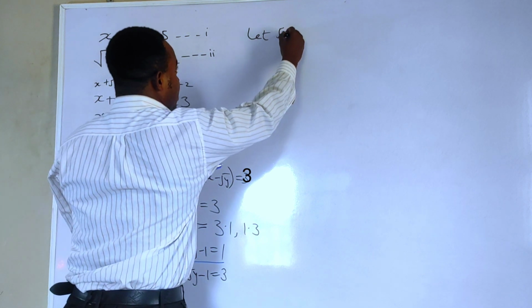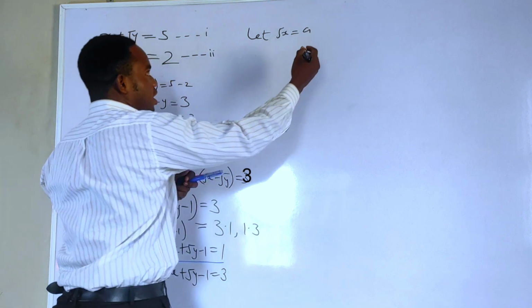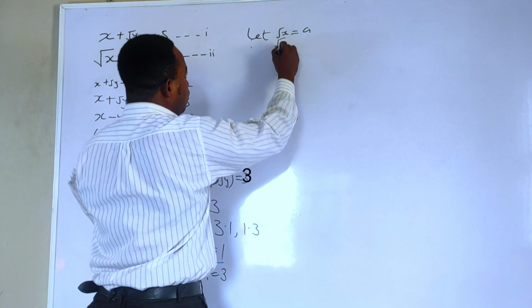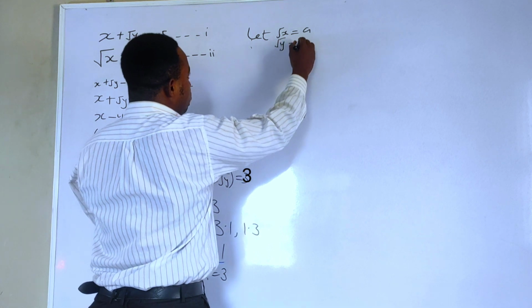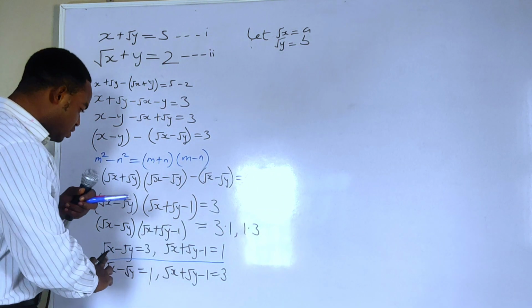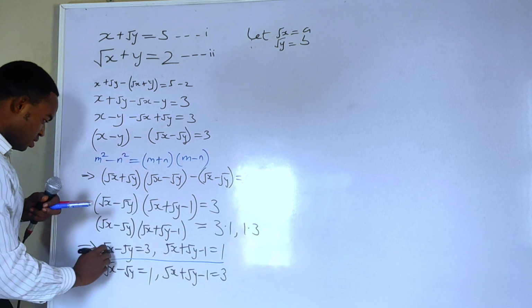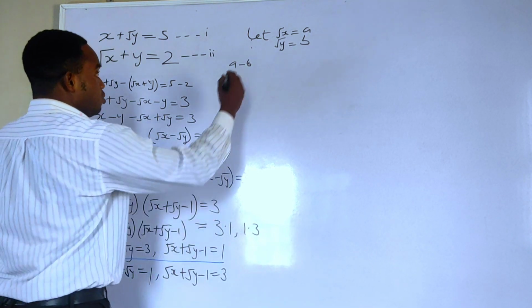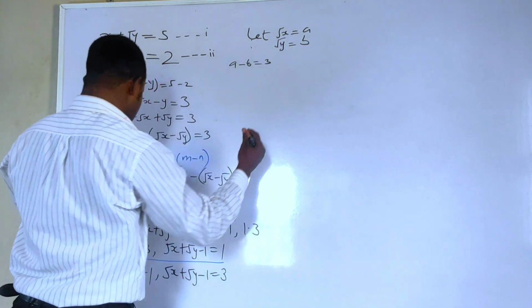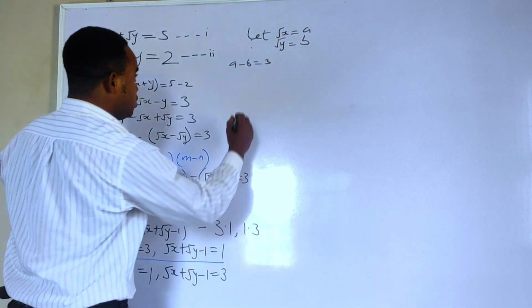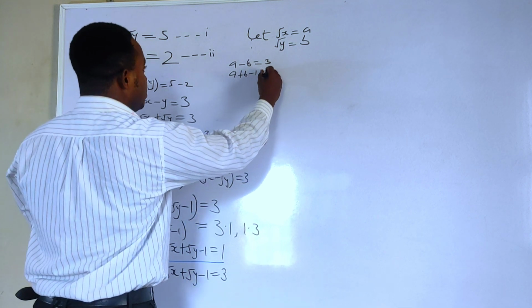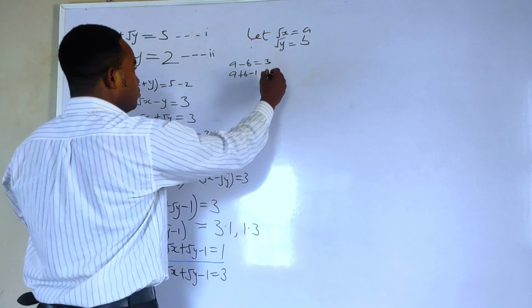the square root of x be something like a, and let the square root of y equal b. By so doing, the first set becomes a minus b is equal to 3, and this will be a plus b minus 1 is equal to 1.